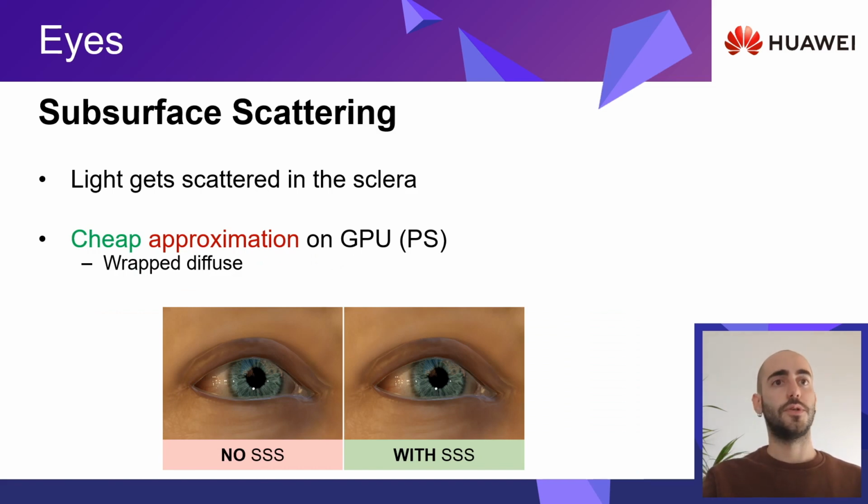Light can also travel for a short distance in the sclera before leaving. In this case, however, we don't need to be as accurate as before, so we can just approximate the effect with a wrap diffuse, which is much cheaper.